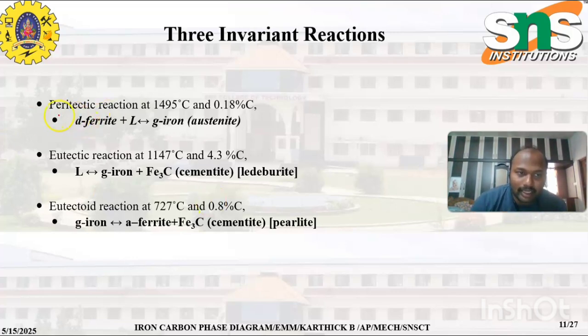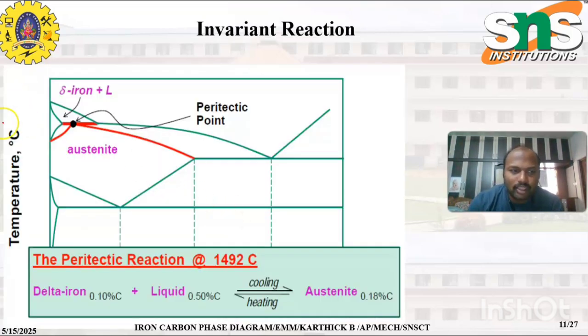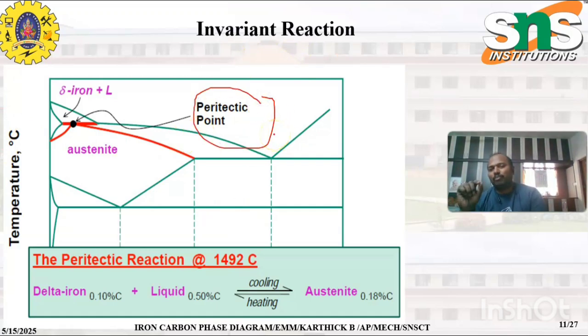One is the peritectic reaction, which occurs at 1495 degrees Celsius at 0.1% of carbon. The eutectic reaction is at 1147 degrees Celsius at 4.3% of carbon. The eutectoid reaction is at 730 degrees Celsius at 0.8% of carbon. We'll see these deeper. The first one is the peritectic reaction. Keep it in mind: if a reaction ends with "tic", it always stays on the higher side. If it ends with "toid", it is always on the lower side.